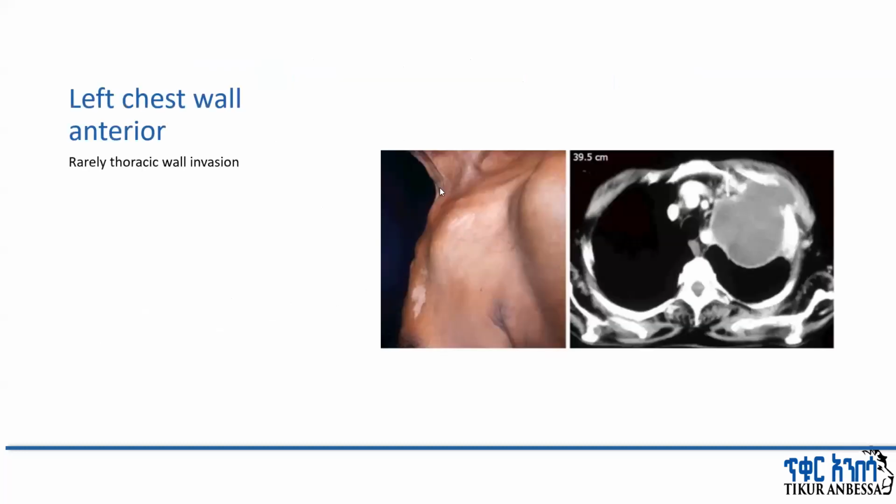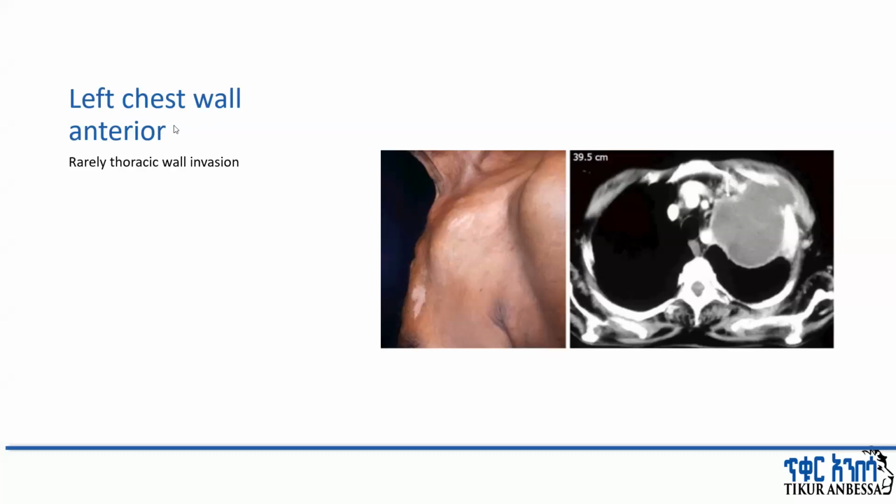Let's see this gentleman from the postural area. He came with a left upper bulge, and it was thought to be chondrosarcoma or a malignant chest wall tumor, but finally the CT showed a soft tissue attenuating mass extending from the thorax to extrathoracic involvement. So this is the part you can see.